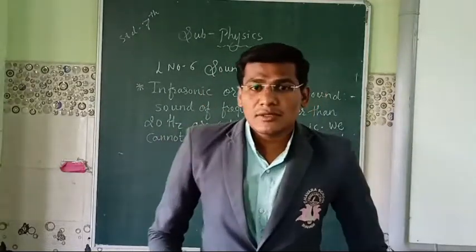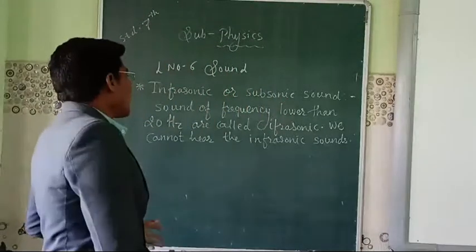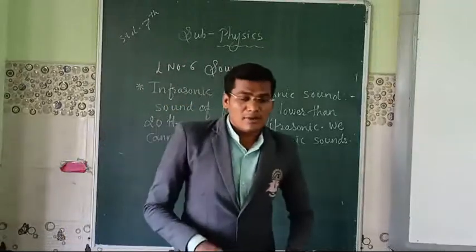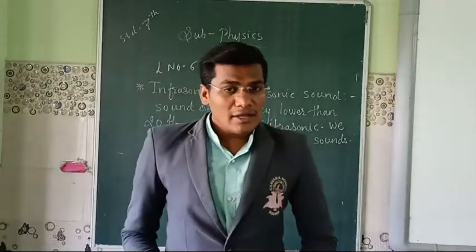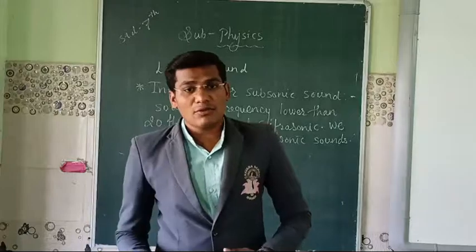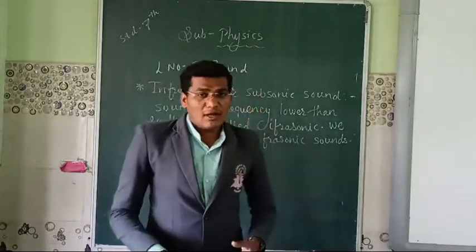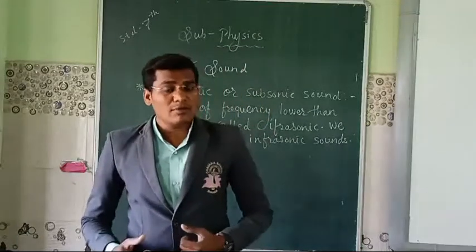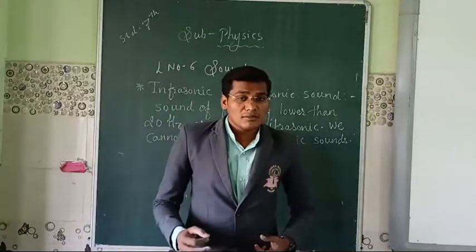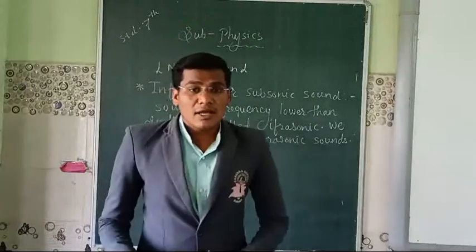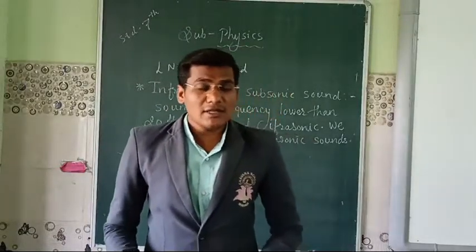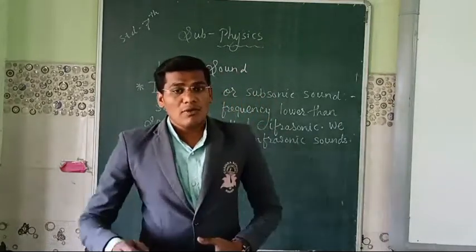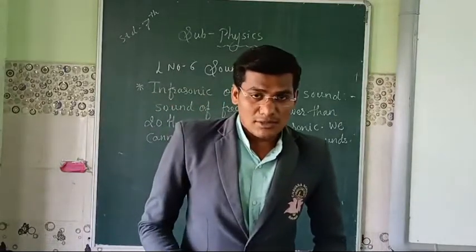So in these topics we learned about ultrasonic sound, infrasonic sound, and audible sound. Audible sound, human beings can hear, and it is from 20 Hz to 20,000 Hz. Ultrasonic sounds are above 20,000 Hz, and human beings cannot hear them. But dogs, deer, bats, and leopards can hear them. Dogs can hear sound up to a frequency of 50,000 Hz, while bats can hear sound up to 1 lakh Hz.